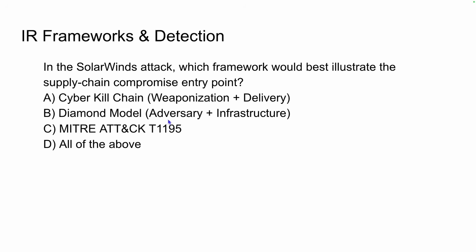In the SolarWinds attack, which was a supply chain attack, which framework would best illustrate the supply chain compromise entry point? The cyber kill chain, weaponization delivery, the diamond model adversary infrastructure, MITRE attack, T1195, all of the above. The question is asking best illustration of the supply chain compromise entry point, and I'm inclined to say A. D is very tricky because it's like, well, no, it can't be D because we're looking for the best illustration of the entry point of the supply chain compromise. And my answer would be A.